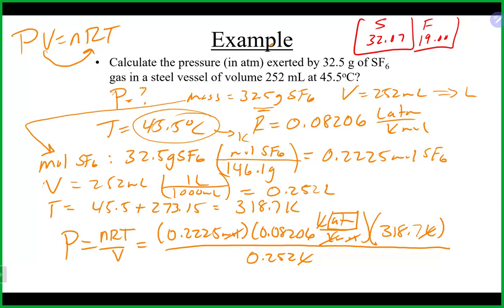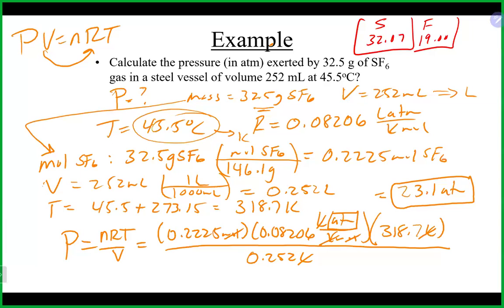So if we multiply our moles times our R times our 318.7 divided by 0.252, that looks like we're going to end up with about 23.1 atmospheres in this particular case. Any questions on that one there?